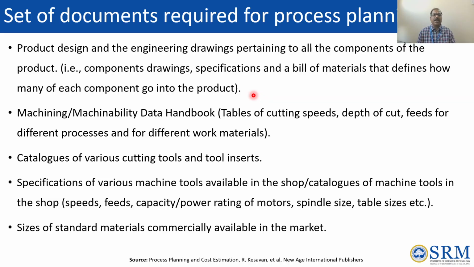Every information is needed. So that is one set of documents we need. A machining and machinability data book, like a table of cutting speeds, depth of cut, and feeds for the different processes and for different work materials. So we simply can't select cutting speed or depth of cut or feed rate on our own. We should follow certain guidelines. It is already framed and documented as a data handbook for machining and machinability.